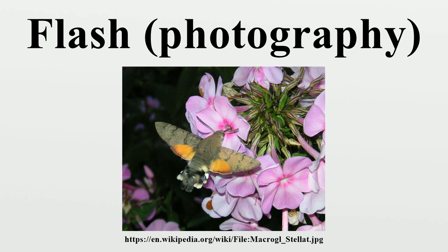Strobe. Some high-end units can be set to flash a specified number of times at a specified frequency. This allows action to be frozen multiple times in a single exposure. Colored gels can also be used to change the color of the flash. Correction gels are commonly used, so that the light of the flash is the same as tungsten lights or fluorescent lights.